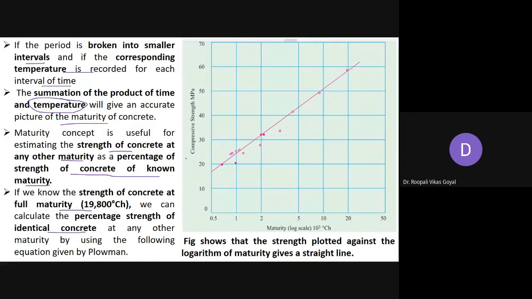So here this graph represents compressive strength versus maturity. You can see that if maturity is increasing, and this is a log scale of maturity, then compressive strength is also increasing. So basically, when we consider both temperature and time, it becomes the maturity aspect. And when we plot it against strength, it gives a straight line.